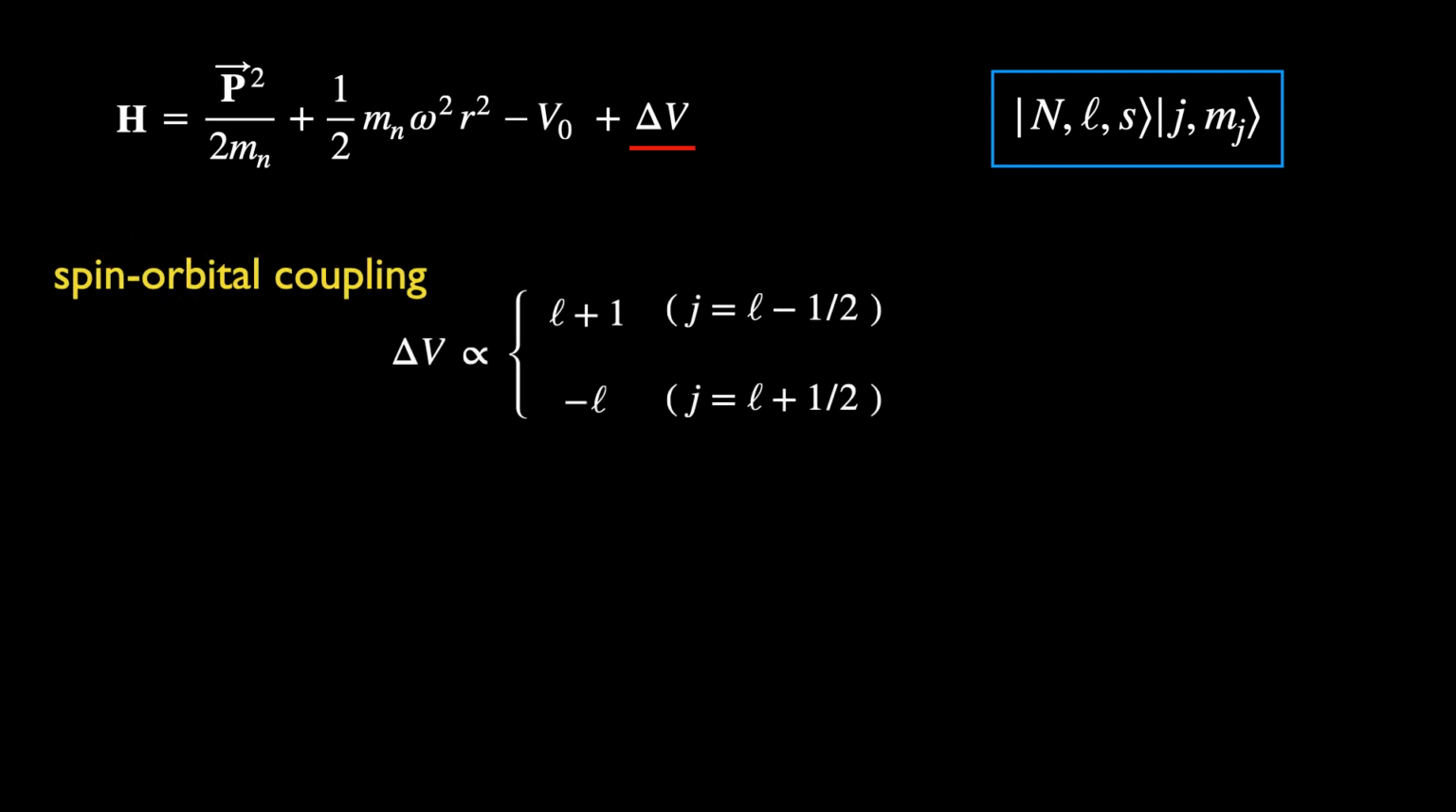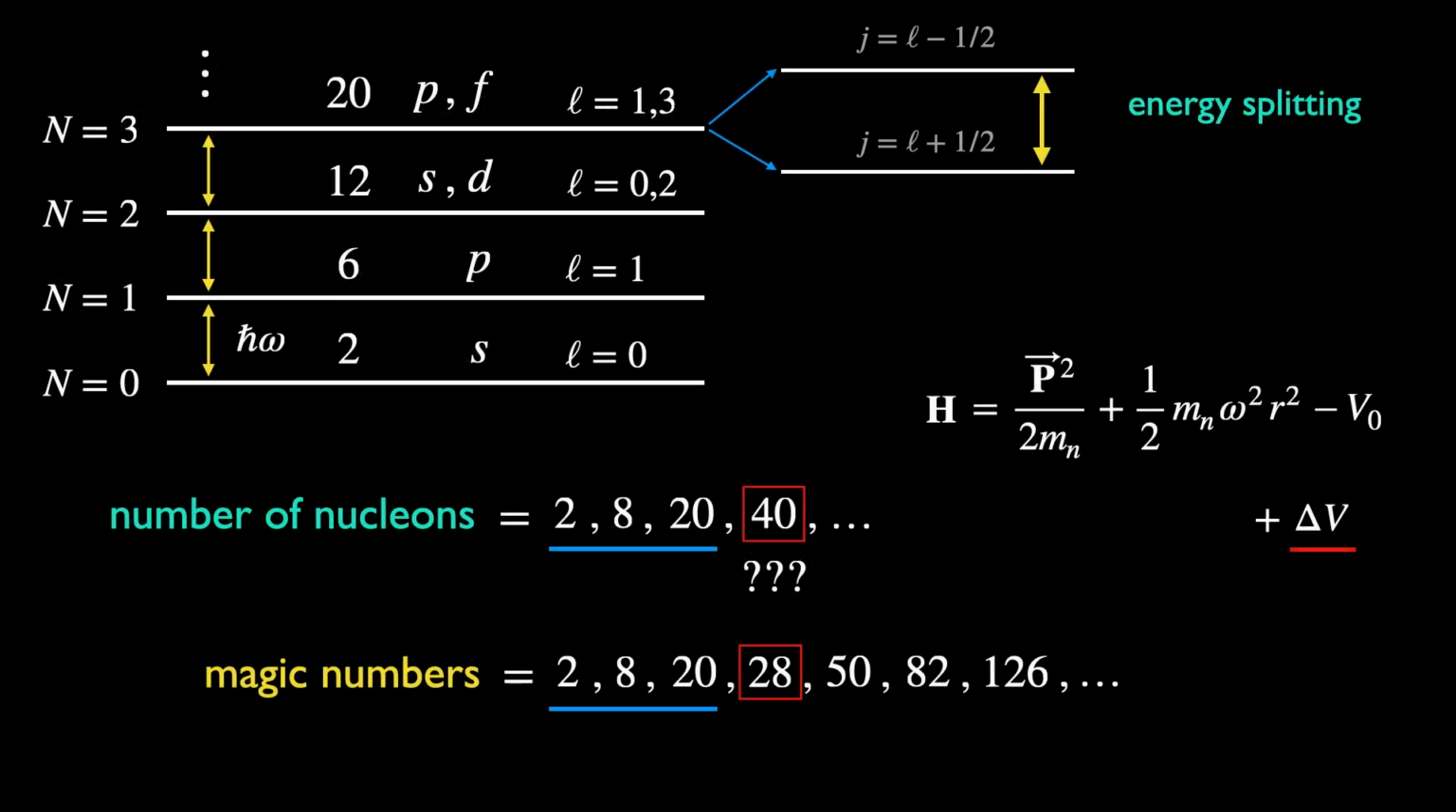So we see that the states with J equals L minus half and J equals L plus half are shifted differently, leading to an energy splitting proportional to 2L plus 1. This splitting is precisely what we need. The lower states, which correspond to J equals L plus half, is the new fourth shell. Their harmonic oscillator quantum number is still n equals 3.